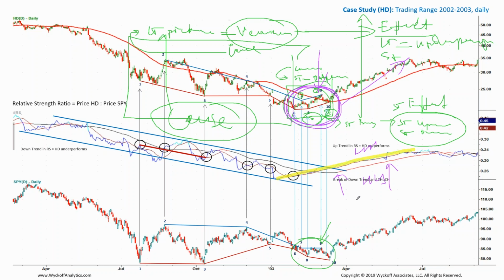So what you're saying, Roman, is from points 1 to 6, that July, August, September, October, November, you're saying that's the cause, and that span of time is what's going to result in long-term underperformance potentially of Home Depot compared to the market. Is that what you're saying?